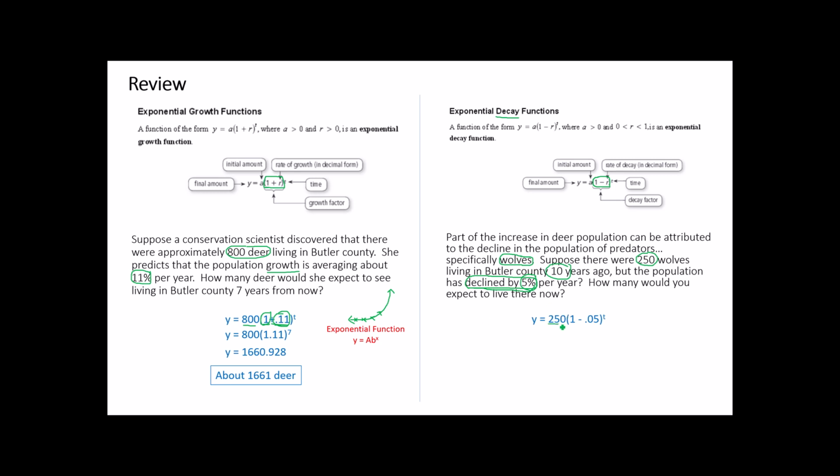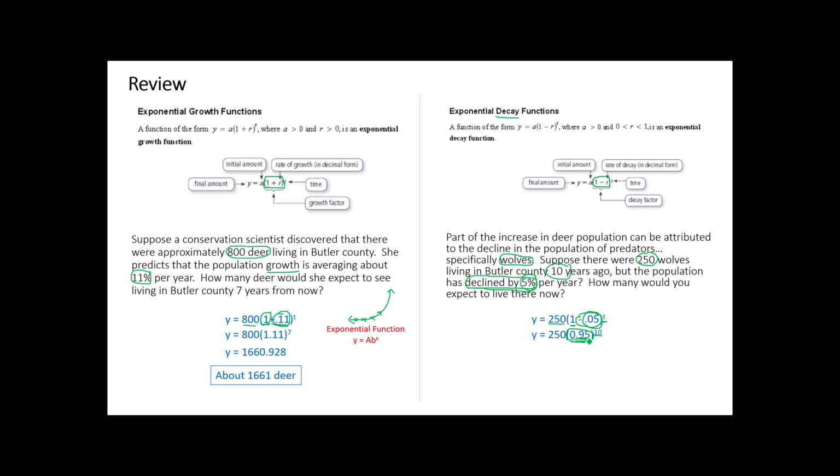I had 250 wolves. That was all of them. That was 100%. But I lose or decline 5% every year. Since it's going to be every year, I'm going to be multiplying by 0.95 or 95% over and over and over every year for 10 years. Now notice 95% is our decrease factor. It comes because we are declining 5%. 100% minus 5% says what's left is 95%.